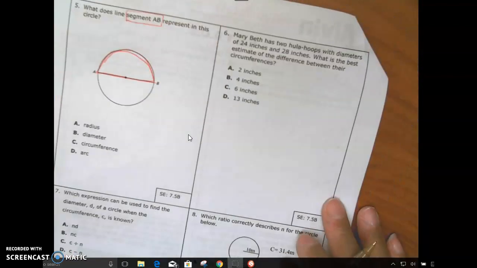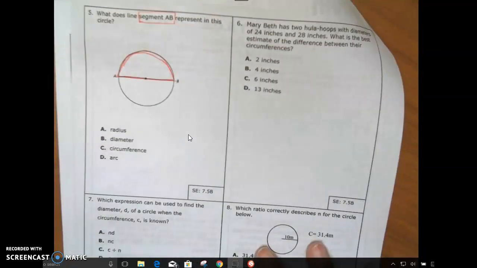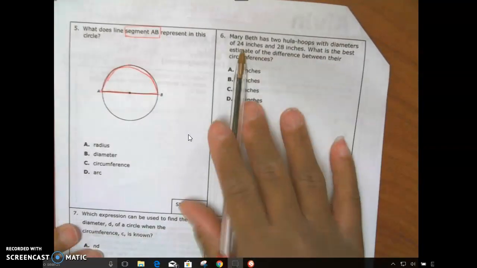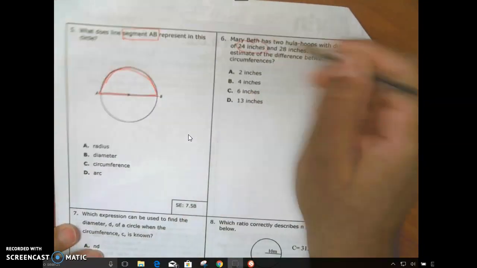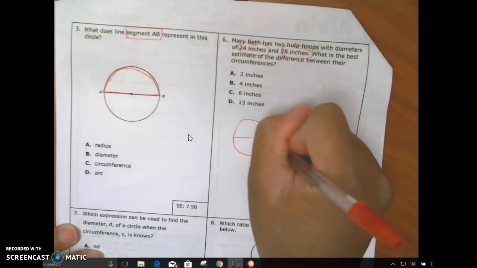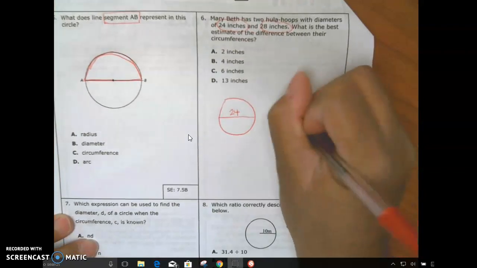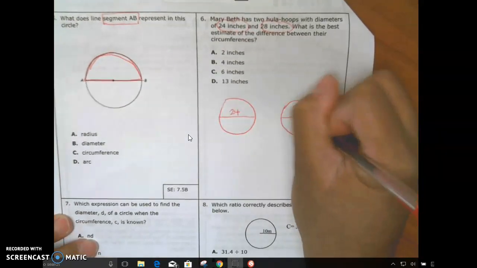Number 6. Mary Beth has 2 hula hoops. This is what we're working on tomorrow, test review. She has 2 hula hoops with diameters of 24 inches and 28 inches. So draw 2 circles: a diameter of 24 and another circle, diameter of 28.